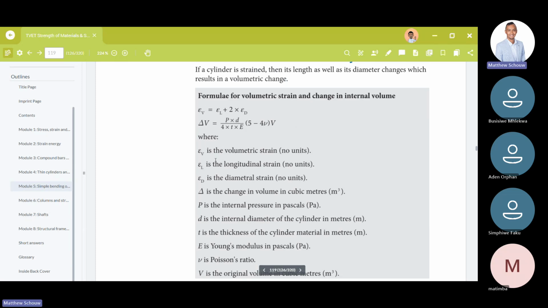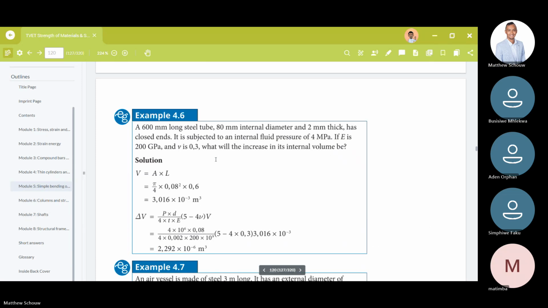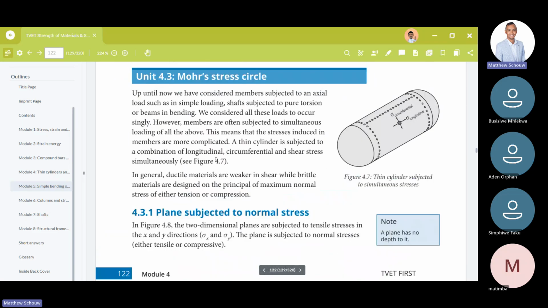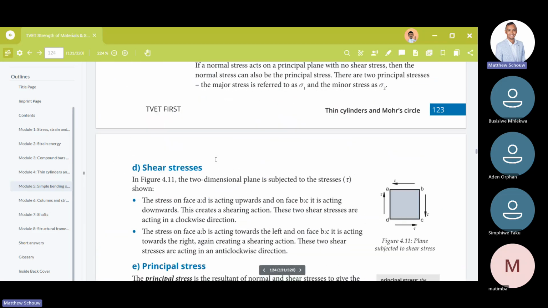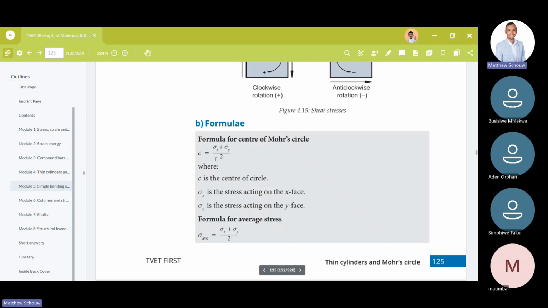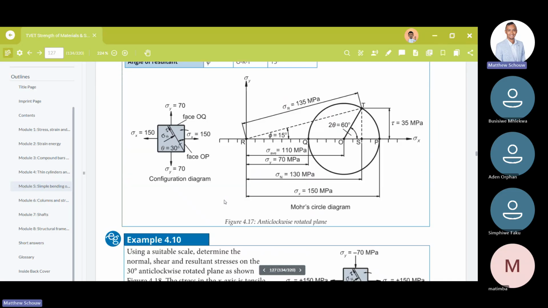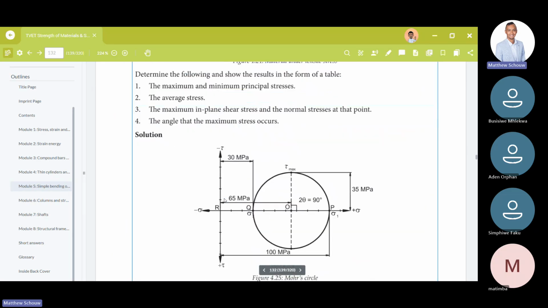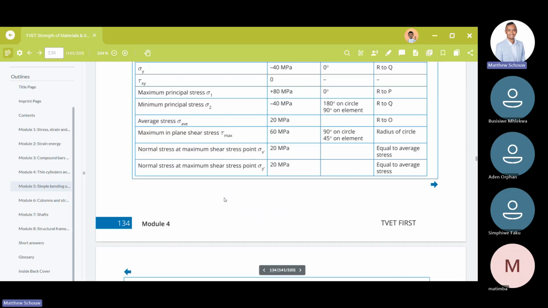I hope that's clear to everyone, in terms of how that works. I have presented a video on this particular part, so if you want to go over it, I'll send you that recording. And again, Mohr's stress circle won't be in this upcoming test, but make sure you're prepared for your final.